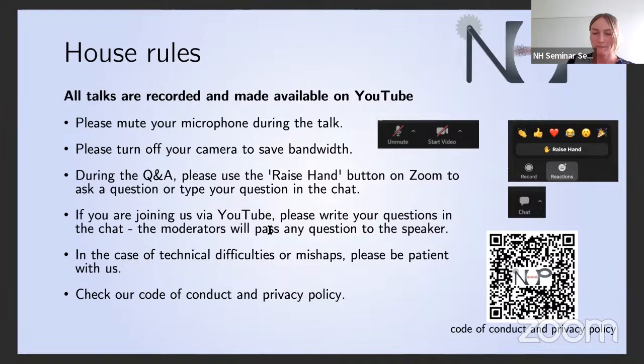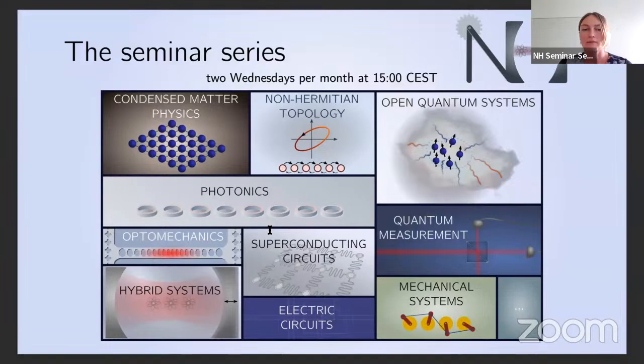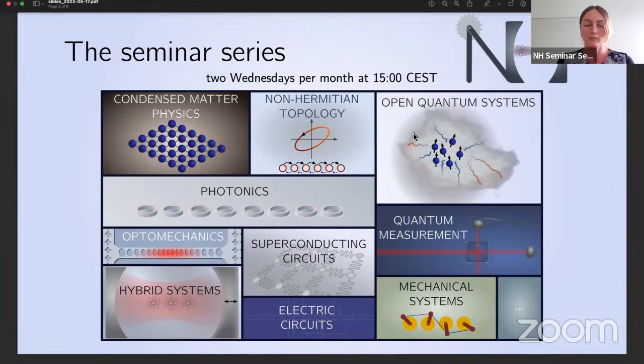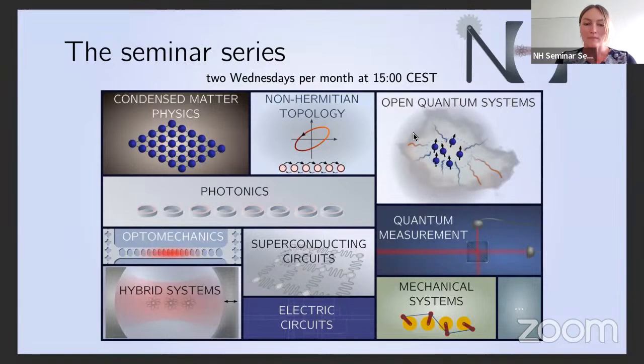Let us say a few words about the seminar series as this is the first event. As I already said, we aim to cover all kinds of systems and effects that arise due to the presence of gain and loss over a range of platforms. There has been tremendous progress in the theoretical description of non-Hermitian systems, but also in the control of experiments to realize such systems. So in this series, we aim to bring these two communities together and foster a dialogue between them.